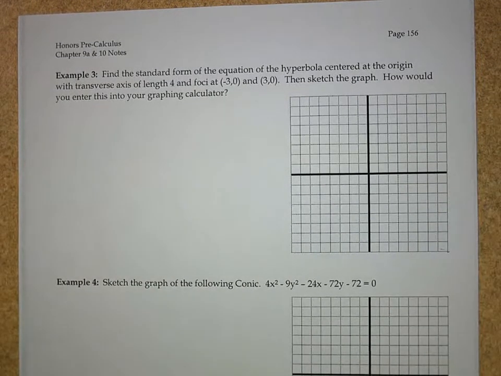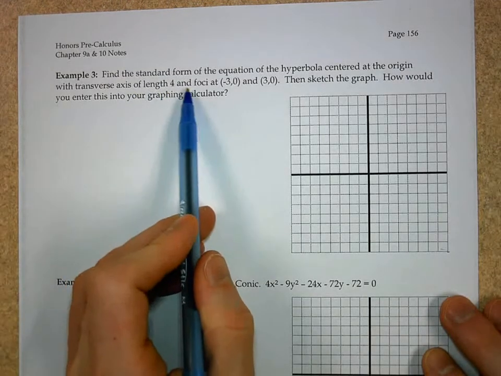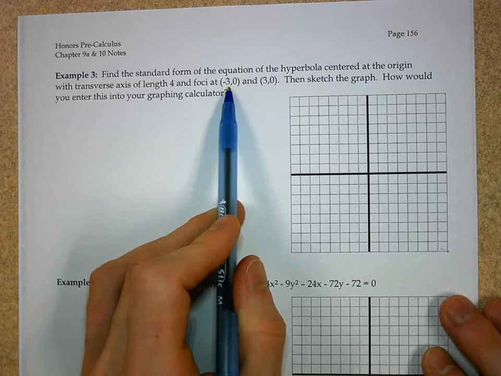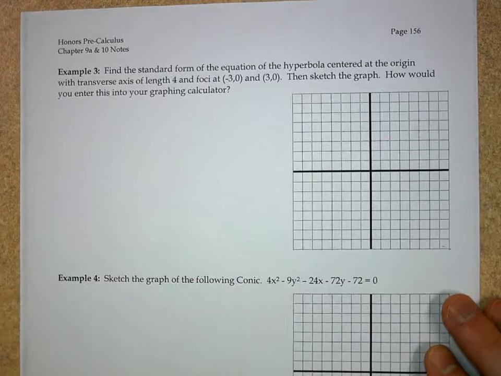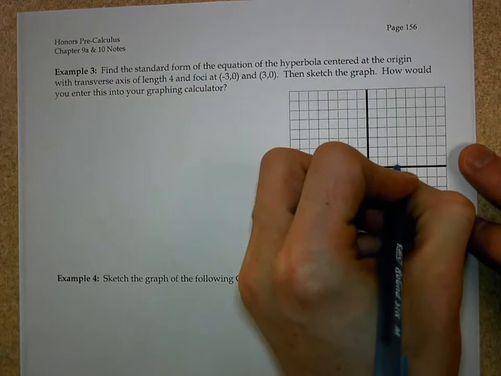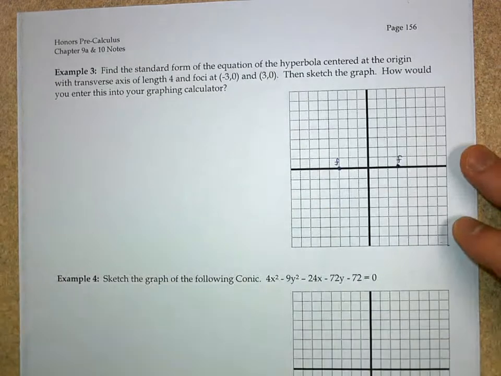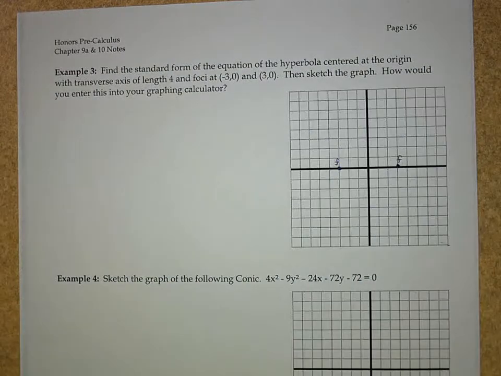Third example is giving you information that is not the equation, and we want to come up with the equation. So we know a couple of pieces here. We know we've got a transverse axis of length 4, and the foci are at (-3, 0) and (3, 0). So what is that saying? Well, the first thing is let's plot down our foci that we know. We know at (3, 0) we're going to have a foci, and we know at (-3, 0) we're going to have a foci.